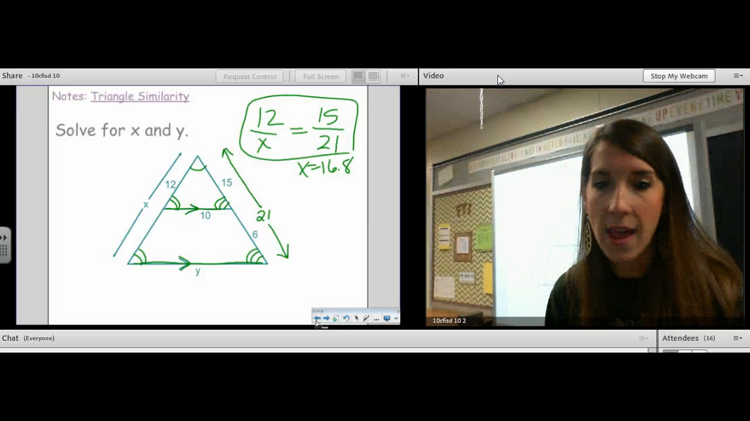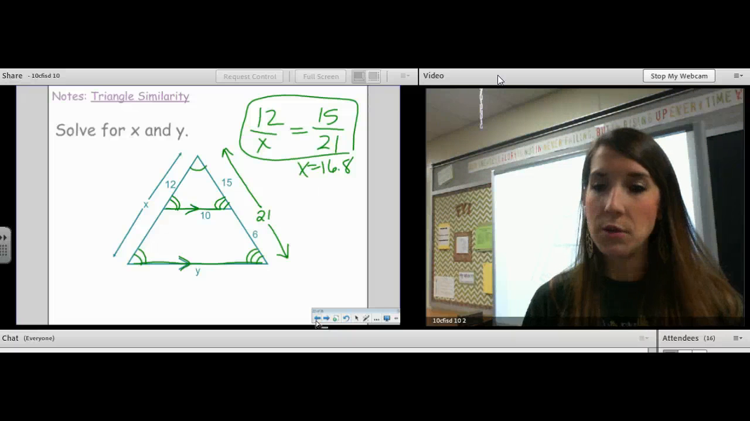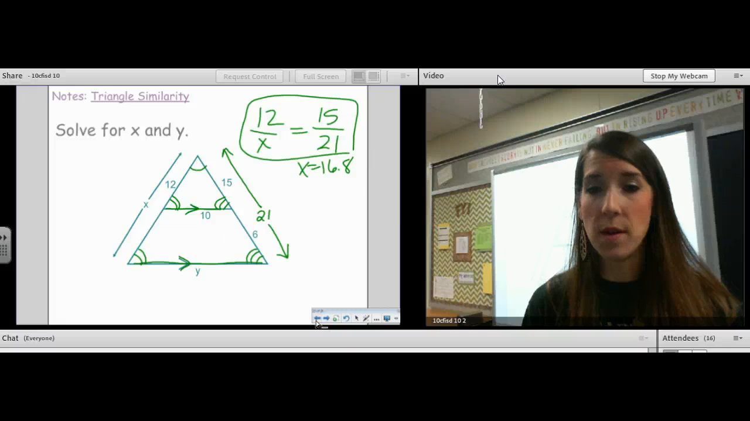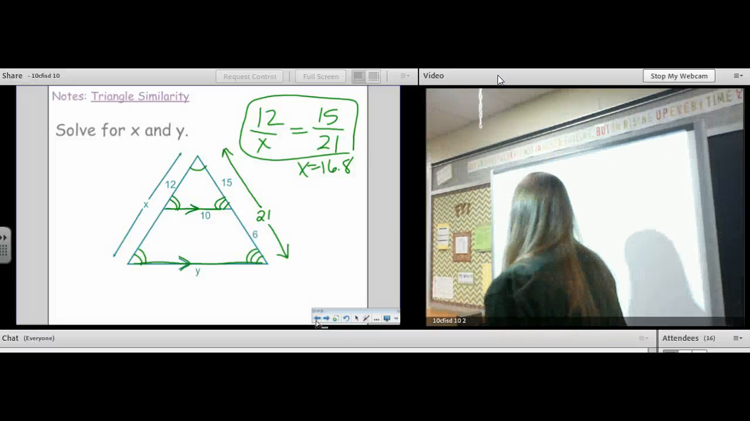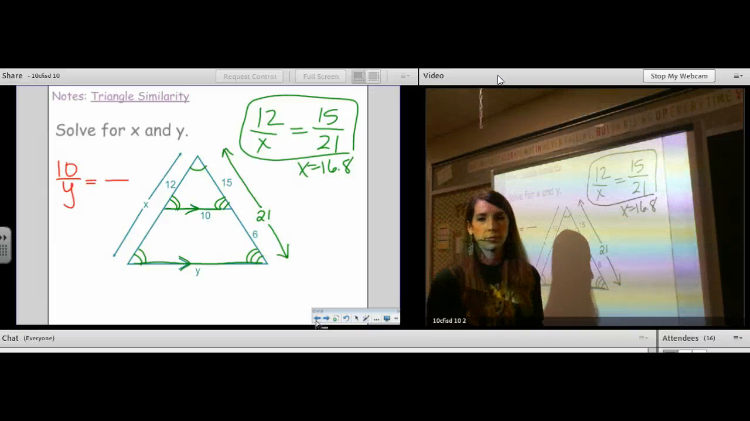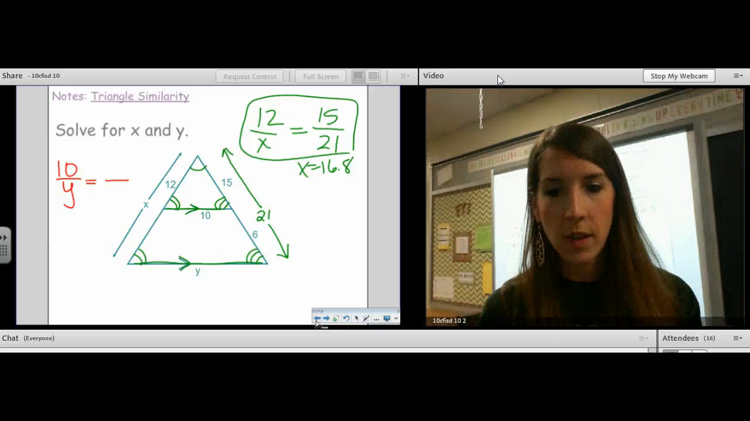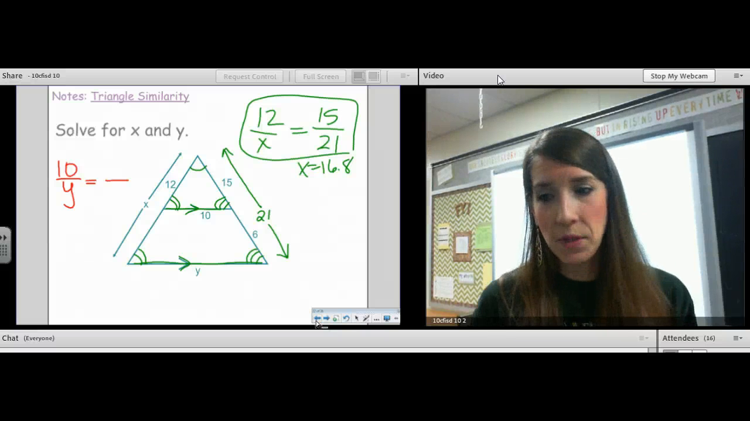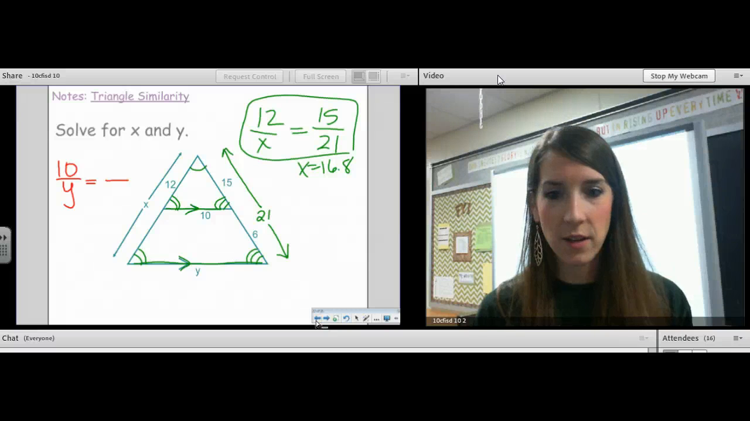Now let's find y. I never recommend using a freshly found answer to solve for your next one. You need to use numbers that were already there. So for y, I'm going to use numbers that were already there. I'm going to say 10 is to y as, you can use 5/4 if you want. I'm just going to keep using the sides because I kind of let my calculator do it.